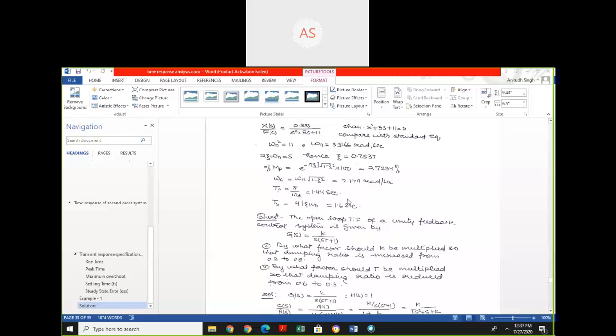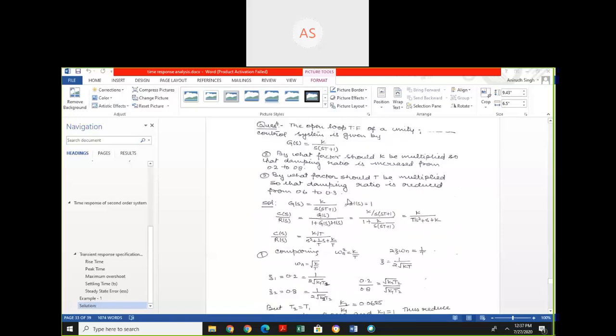So in transient response, first you find the characteristic equation, then compare that characteristic equation with the standard one, and from comparing you can get the values of omega n and zeta. Then substitute these values in the formulas, and you get the value of Tp, Ts, Tr or Mp.